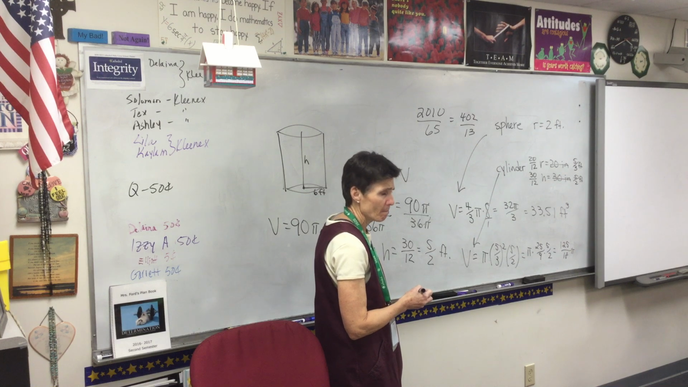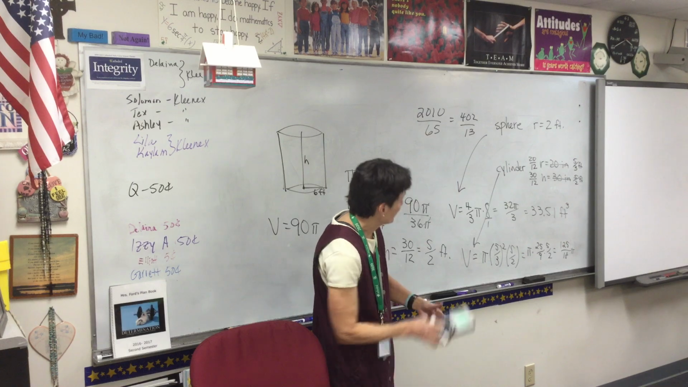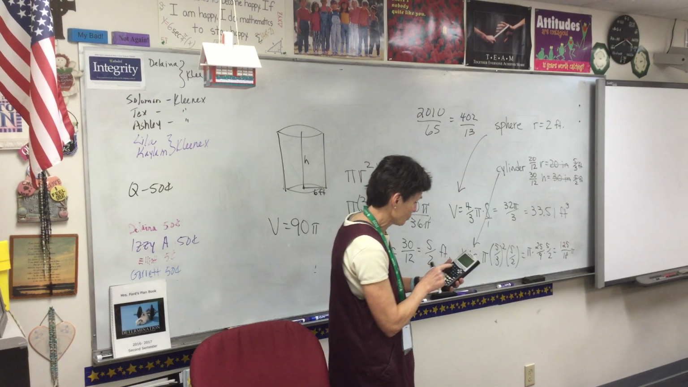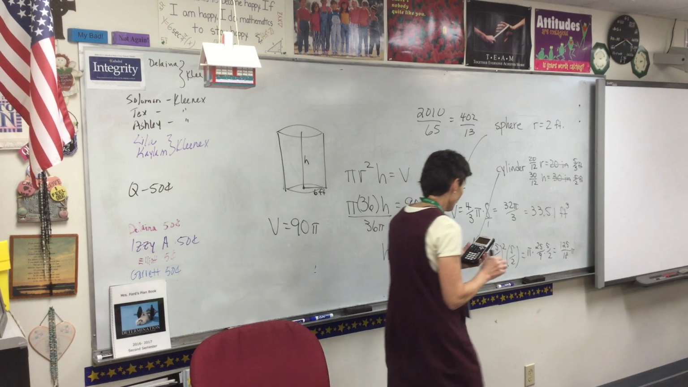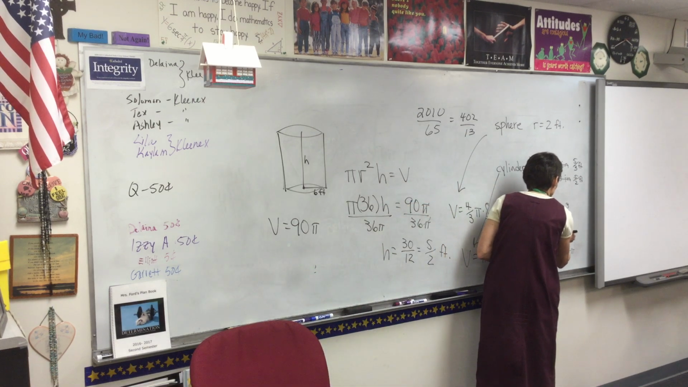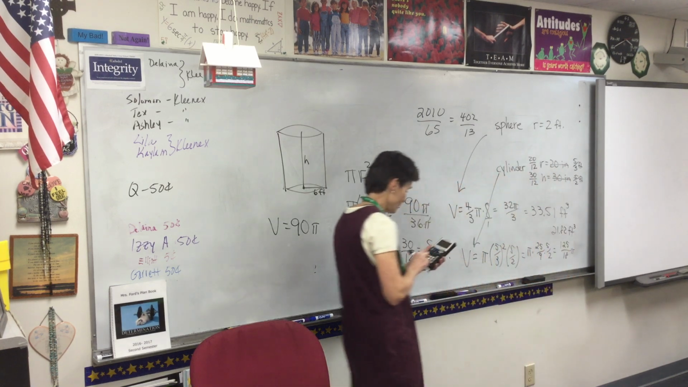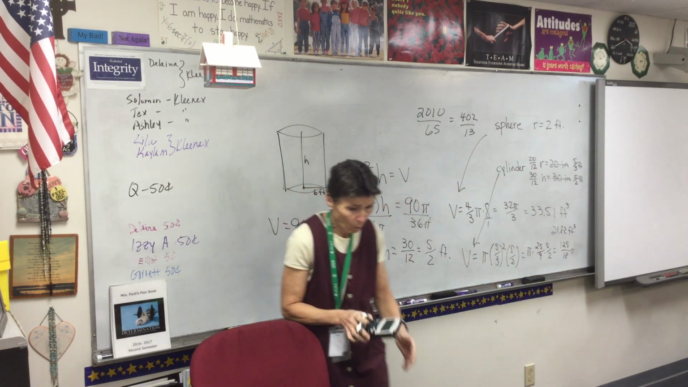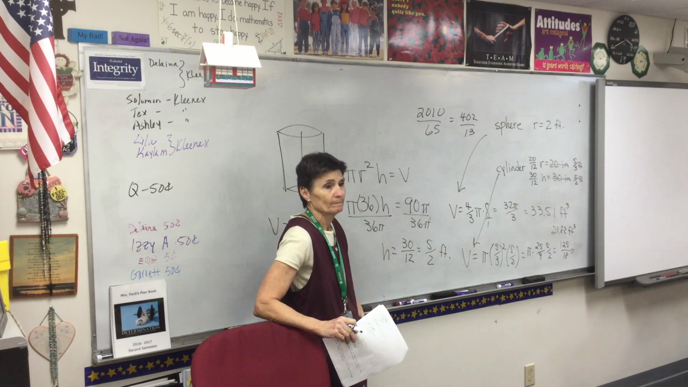So what do you got? Decimally, 125 pi divided by 18 is 21.82. So if you need the biggest tank, you want to hold the most water, you're going to choose the sphere.